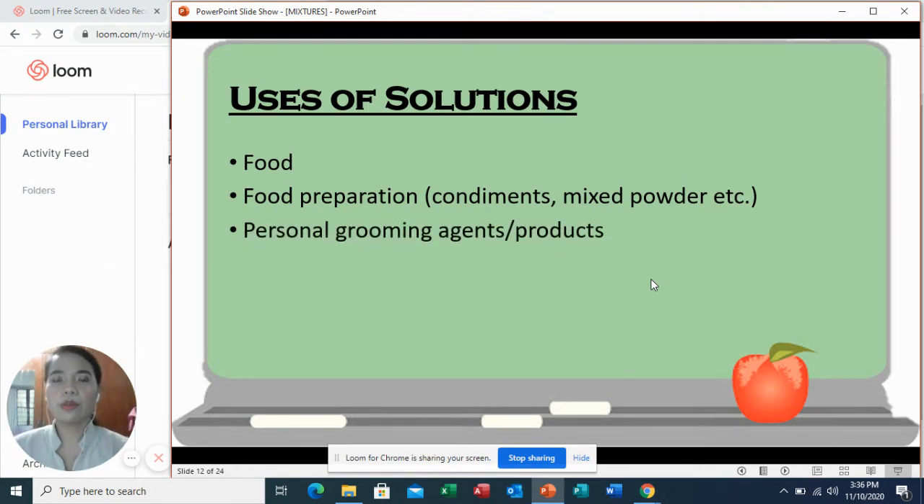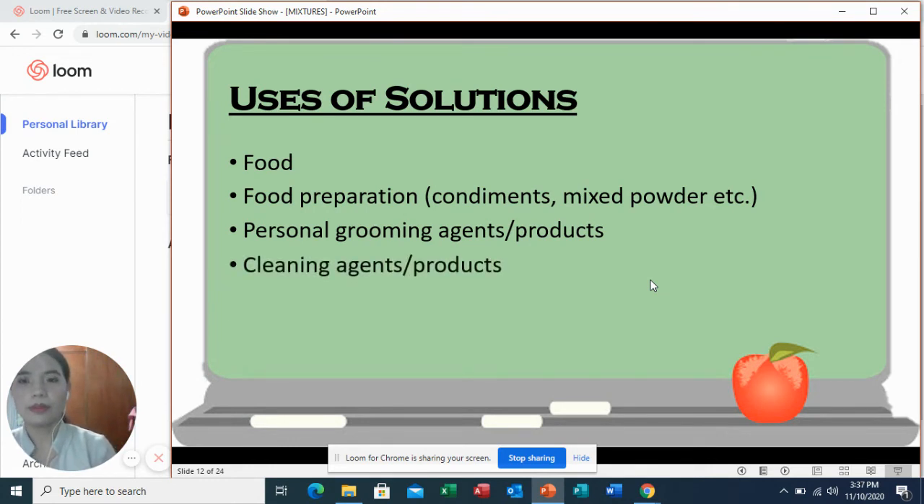For personal grooming agents or products, some of the products that we use for personal grooming are examples of solutions. We also have the cleaning agents or products such as bleach. What else?